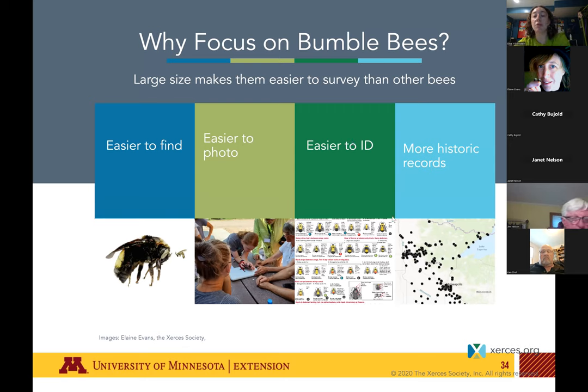Bumblebees are also one of the only species of bees that can be confidently identified from just photos. There are certain characteristics that can only be seen through a microscope or with a hand lens, but bumblebees can be ID'd from photos alone, as opposed to a lot of our other species of native bees. We already have some historic records of bumblebees, but doing surveys is helping us gather a lot more data to understand more about the distribution of different species and how different species are doing.